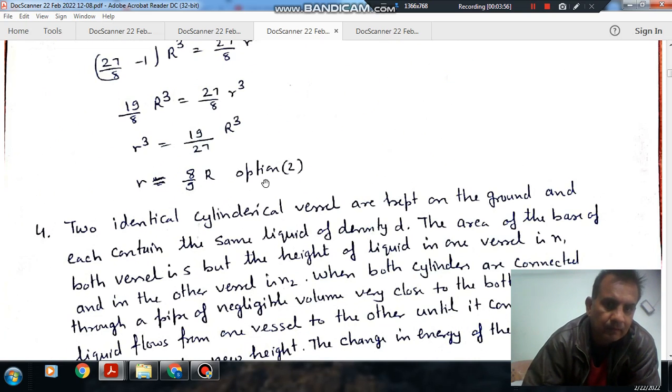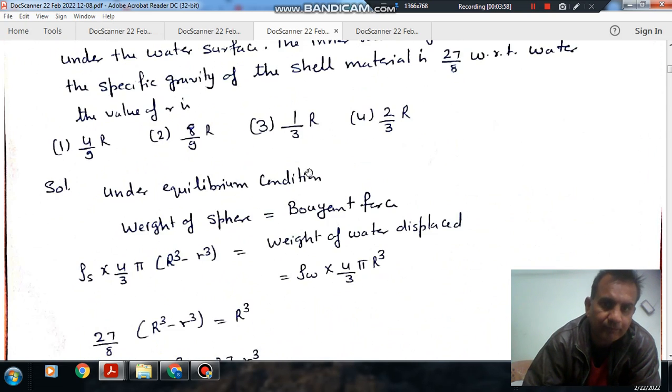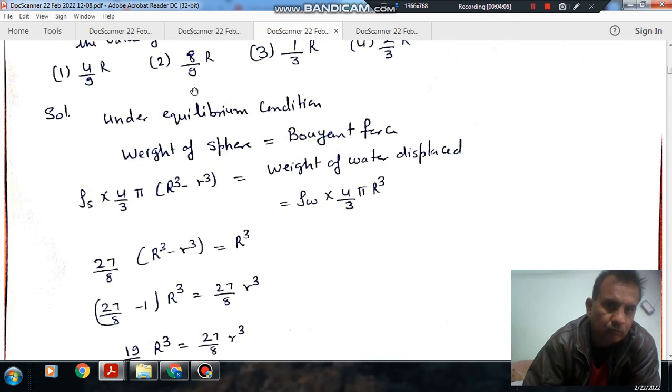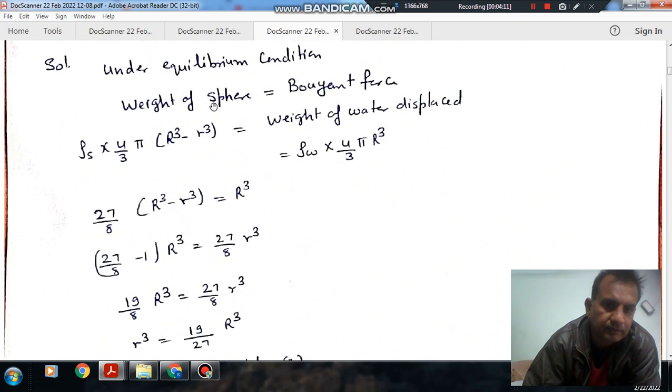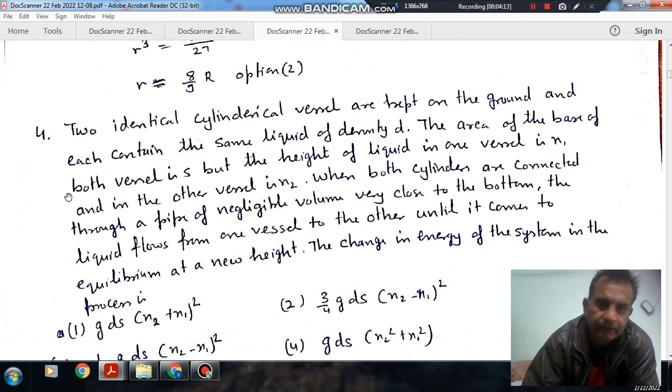Because this is 2.5 by 3, this cannot be the answer, and this is 1 by 3, that cannot be the answer, and 4 by 9 is also far away. So our nearest option is 8 by 9. Answer is 2.